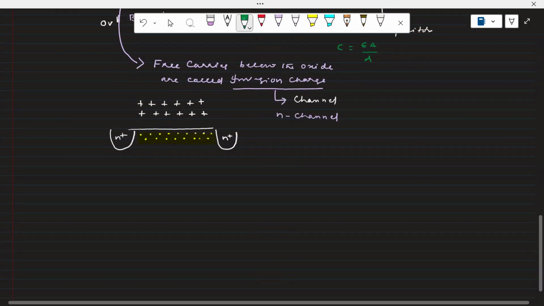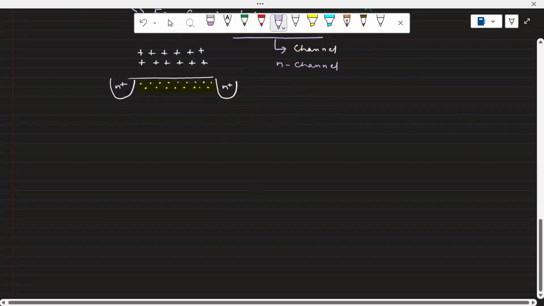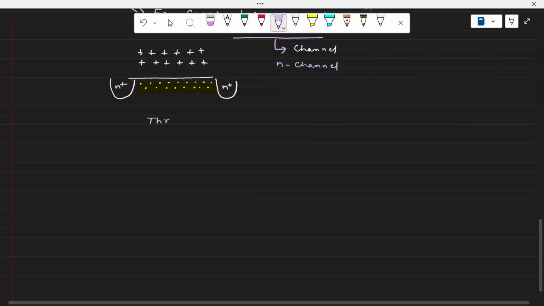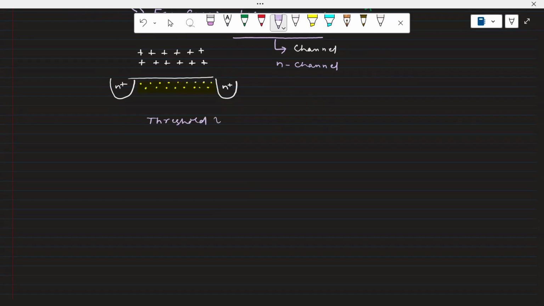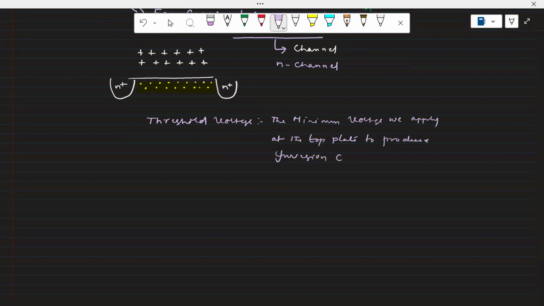The threshold voltage. Let me write here. Threshold voltage: it is the minimum voltage we apply at the top plate to produce inversion charge. Inversion charge.